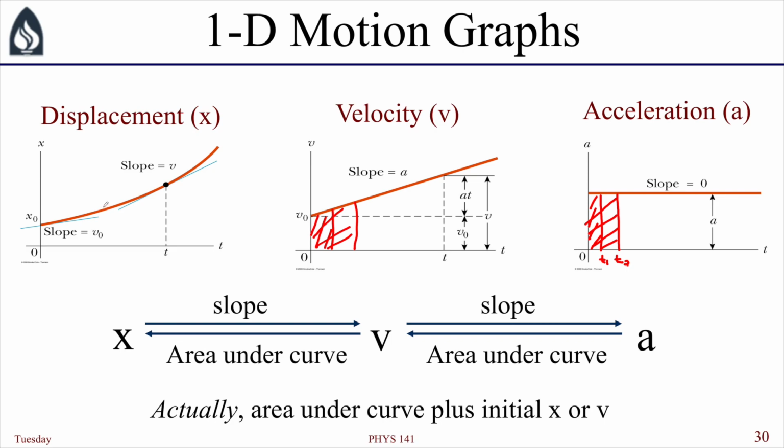So by looking at slopes, we can go one way. By looking at the area under the curve, we can go the other way. Actually, there may be some starting velocity or some starting displacement that we need to worry about. But we can certainly get the rate at which it is increasing.